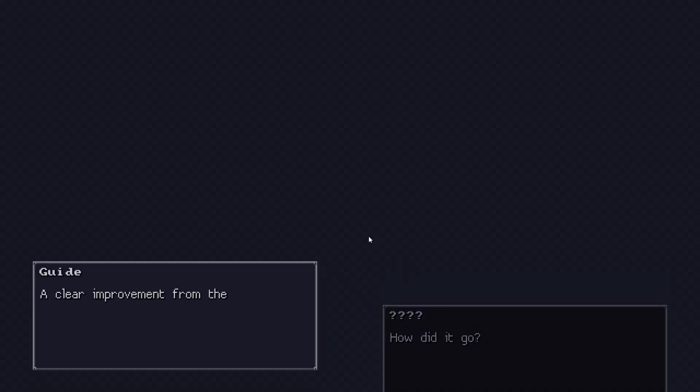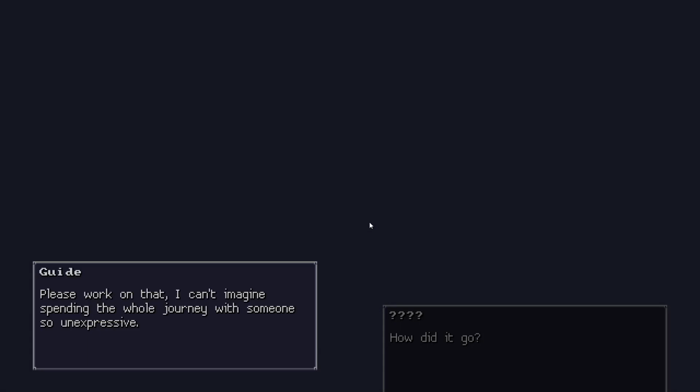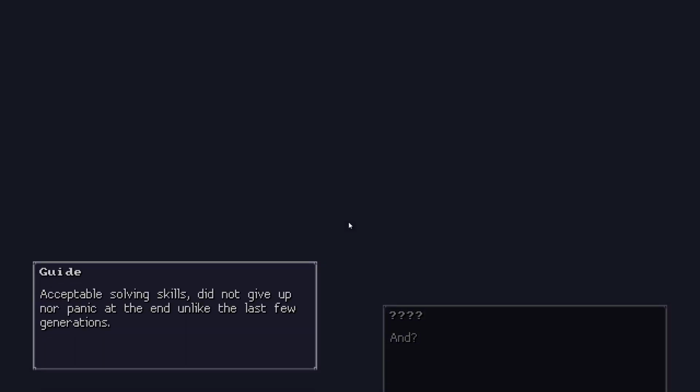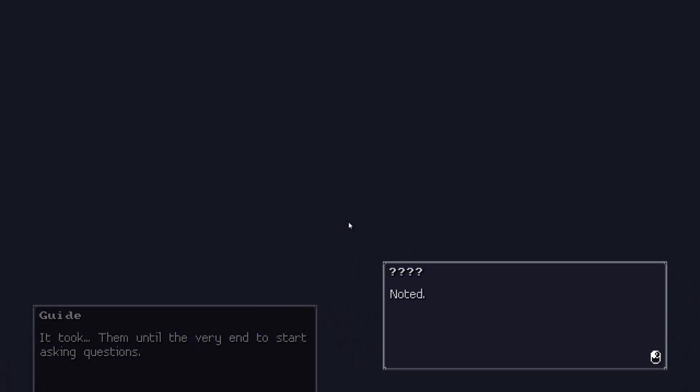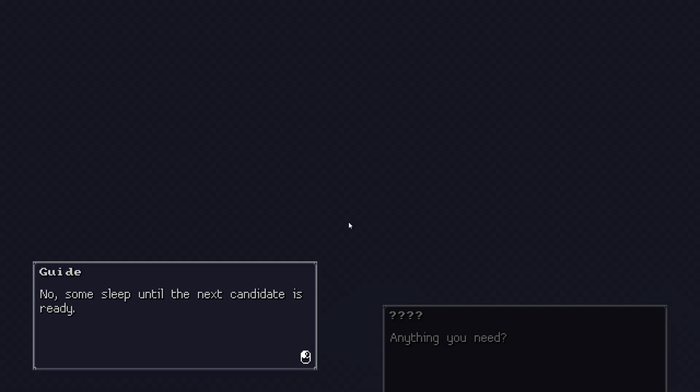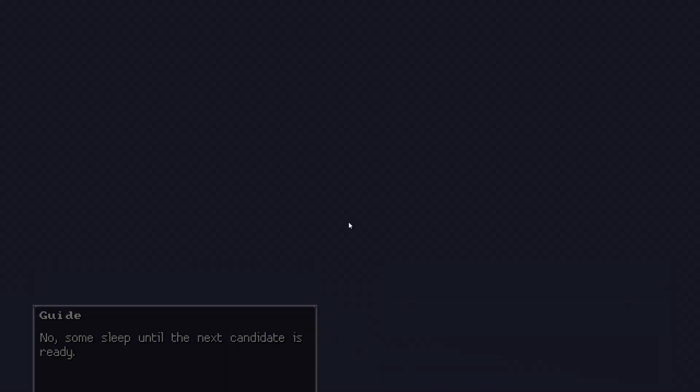How did it go? A clear improvement from the last one, but very reticent. Please work on that. I can't imagine spending the whole journey with someone so unexpressive. Okay. And? Acceptable solving skills. Did not give up nor panic at the end, unlike the last few generations. Observant and slightly more inquisitive, though these two traits could be improved. It took them until the very end to start asking questions. Noted. Anything you need? No, some sleep until the next candidate is ready. Of course.